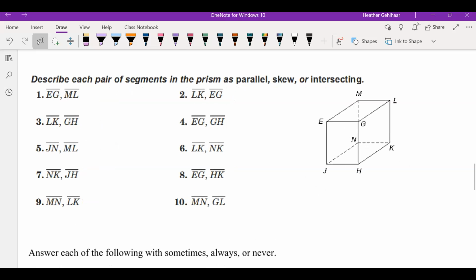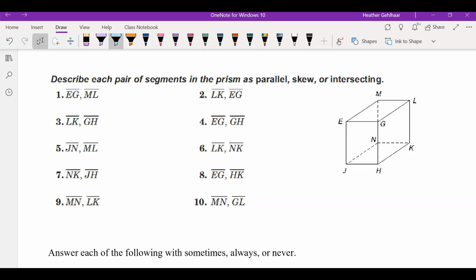Okay, so we have this lovely cube. The first question is segment EG and ML. We need to describe whether they are parallel, skew, or just intersecting. Okay, so remember, parallel, they're going to be on the same plane. Skew, they're not on the same plane. Intersecting is they're just going to touch. Okay, so here we have these two, definitely parallel, right? They're on the same plane. They're going to be parallel.